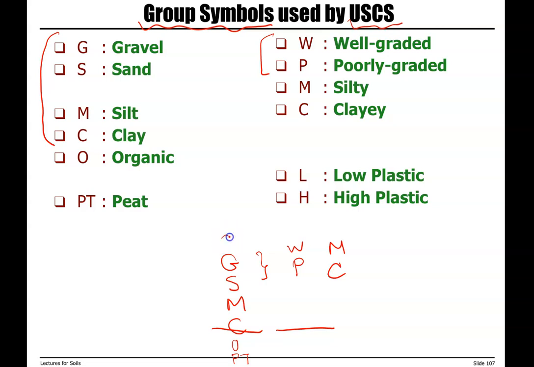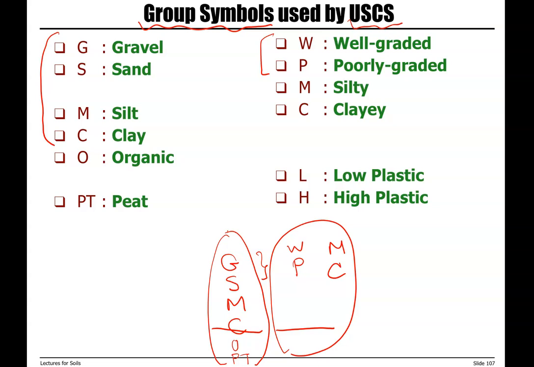So again, the first letter shows the main component. Which one do we have more of? Is it mainly coarse material or mainly fine material? Is it gravel or sand, silt or clay? And then the second letter is used to describe that material. So we have a sample that's mostly gravel, but it has 10% fines. Those fines are mostly silt. So our sample is silty gravel.